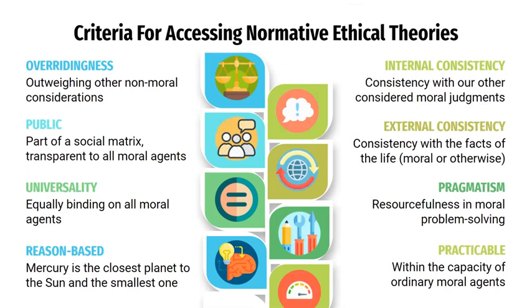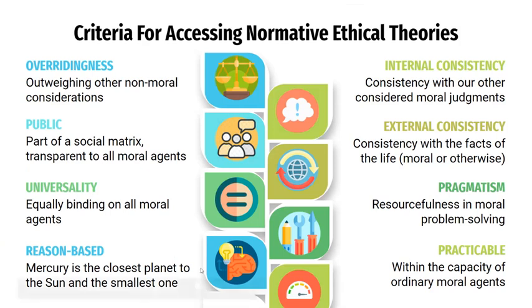Right? We want them to be public. They should be transparent. They should be universal to some degree, right? Equally binding on all moral agents. It would be weird to say murder is bad or wrong for some people, but not others, right? Lest we be inconsistent. We also think that we tend to place a high value on reason-based ethical theories. And by that, we mean we use our critical thinking skills and our thought processes to evaluate good theories from bad.